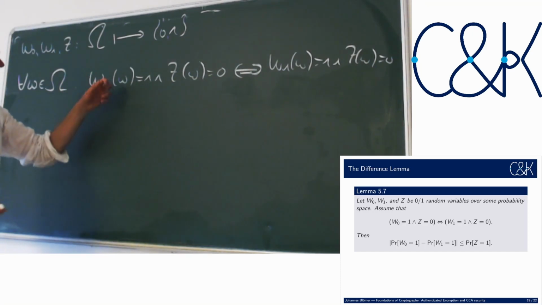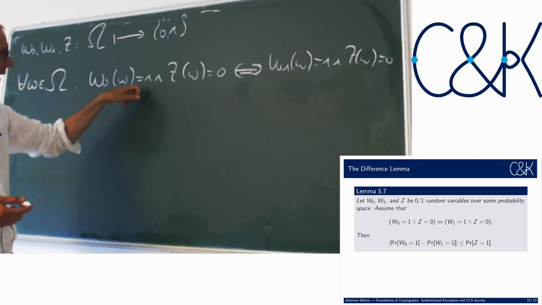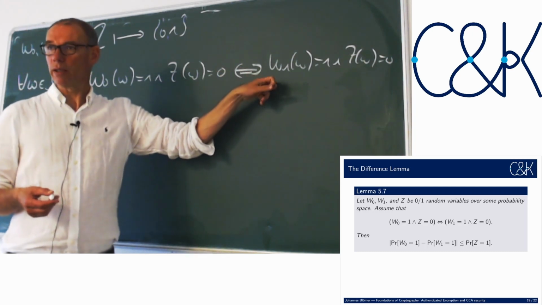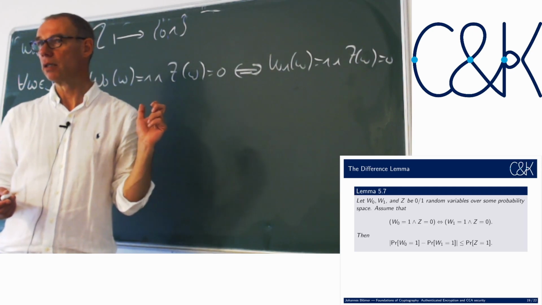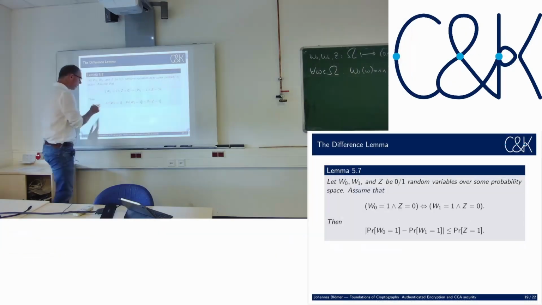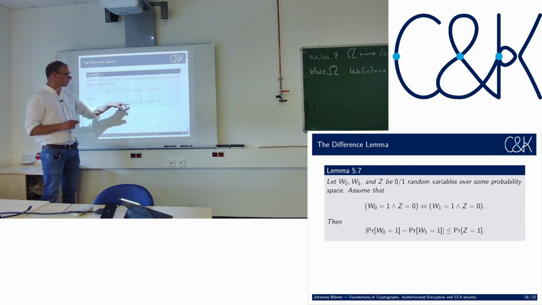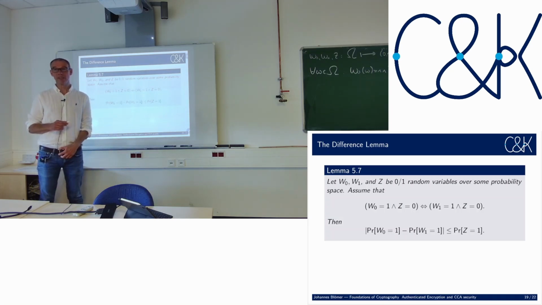So if on an elementary event W0 evaluates to 1 and Z evaluates to 0, then W1 evaluates to 1 and Z evaluates to 0, and vice versa. And then what we can argue is that the difference in probabilities, the probability that W0 is 1 minus the probability that W1 is 1, is bounded from above by the probability that Z is 1.